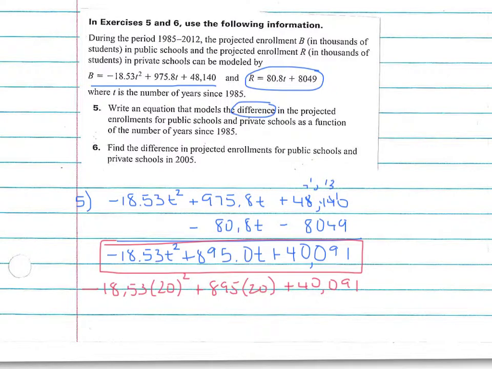And when you put all of that into your calculator, you will get 50,579. And this says in thousands. So if you actually want to find the actual difference, it would be 50,579,000 students.